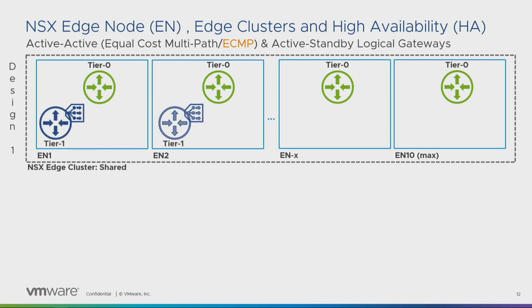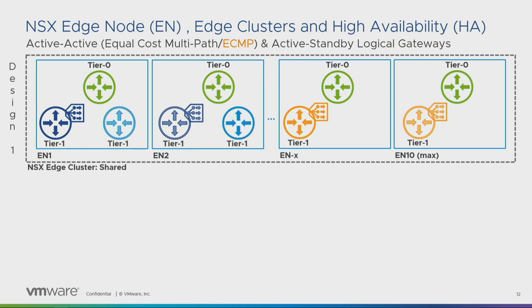So in this example, we have 4 tier 0 logical SR components, again, of the same tier 0. And we have, in this case, an active standby pair of tier 1s associated with edge node 1 and edge node 2. We have another pair of tier 1s, the orange tier 1s, in edge node 3 and 4, and so on and so forth. So we can distribute capacity amongst those different edge nodes. So that's one way of doing things.